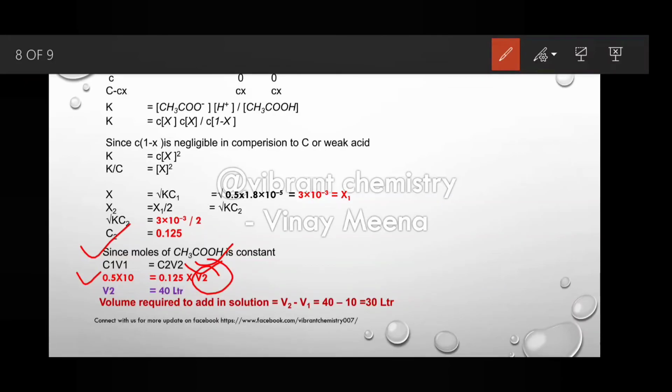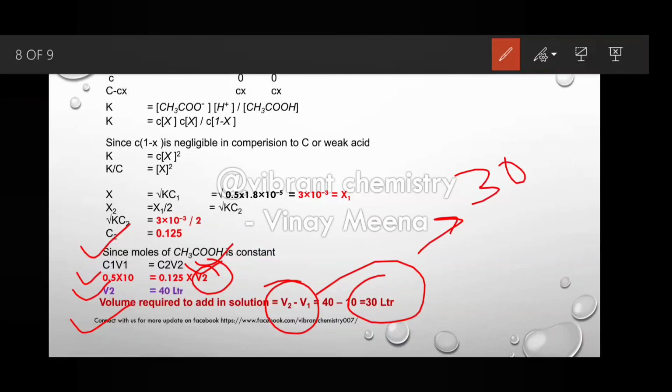When you calculate, the value of V2 is found to be 40 liter, and since the initial volume given to us was 10 liter, the required volume will be V2 minus V1, so it comes out to be 30 liter. So our answer will be 30 liter. That means 30 liter of water is required for the dilution.